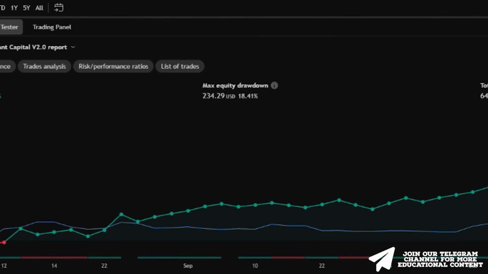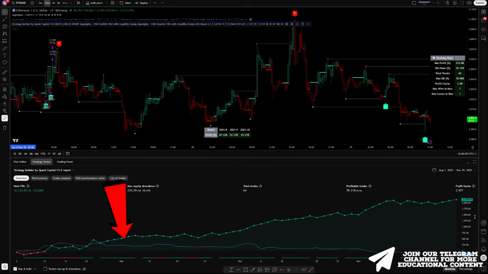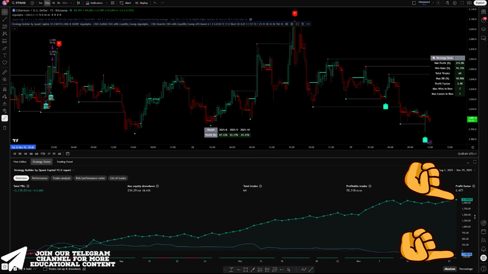Another key point is that we now have a manageable 18% max drawdown. Moving on, the strategy delivered 7 consecutive wins and only 1 consecutive losing trade. The equity curve looks excellent, and we totally beat the buy and hold strategy.